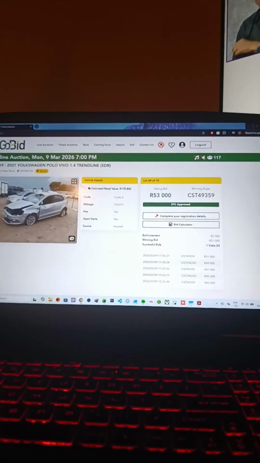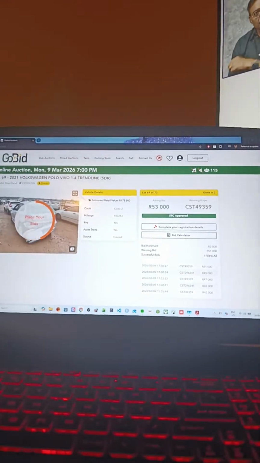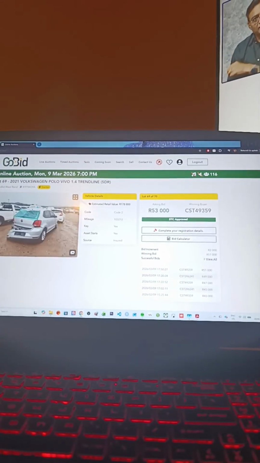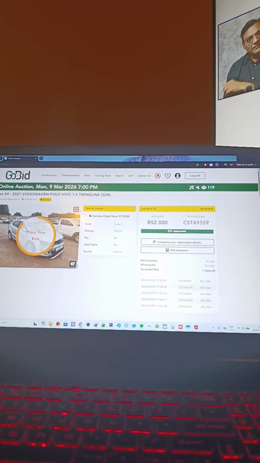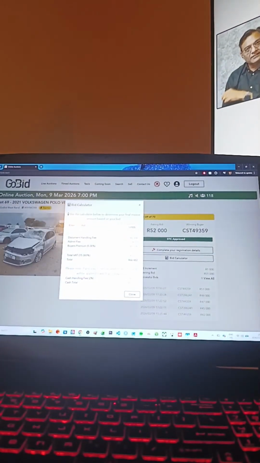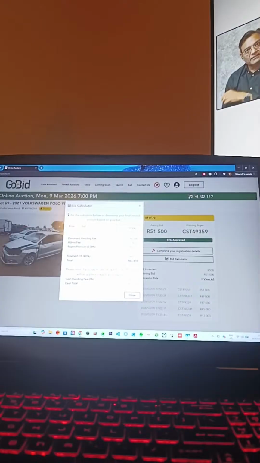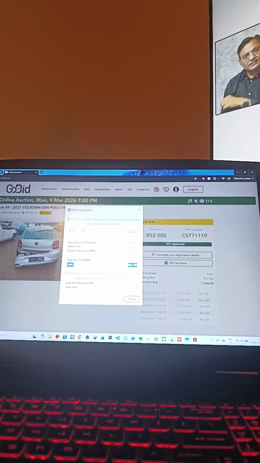This is an interesting one. So it's a 2021 VW Polo. You'll see, you have to wait for the bid. You mustn't bid immediately. But the nice thing about this site is it shows you the asking bid and it has a bid calculator. So if you bid 52,000, it adds all of these amounts with the VAT, and then you see it increases to the total amount, which is the real amount that you need to pay.